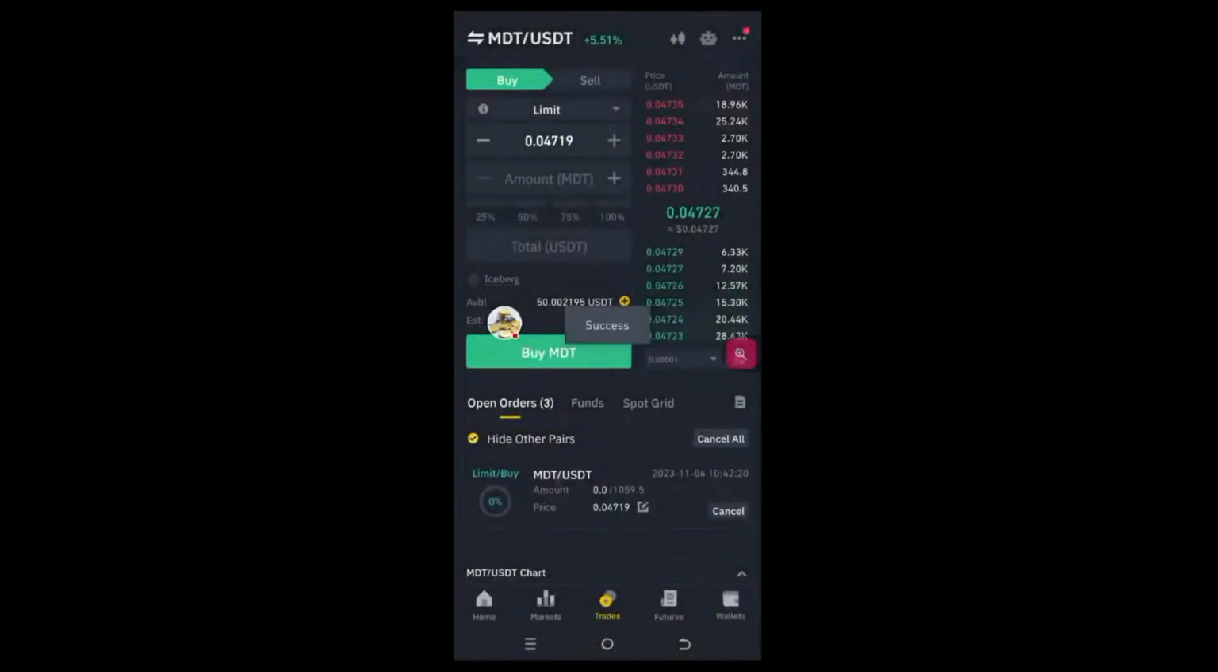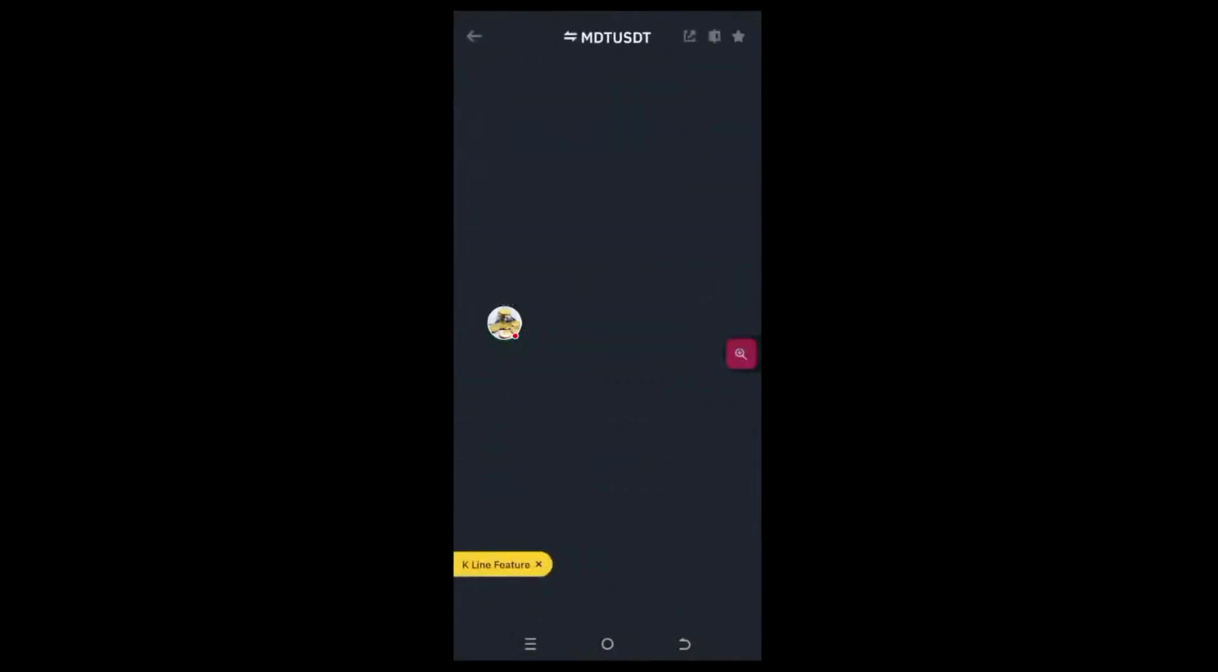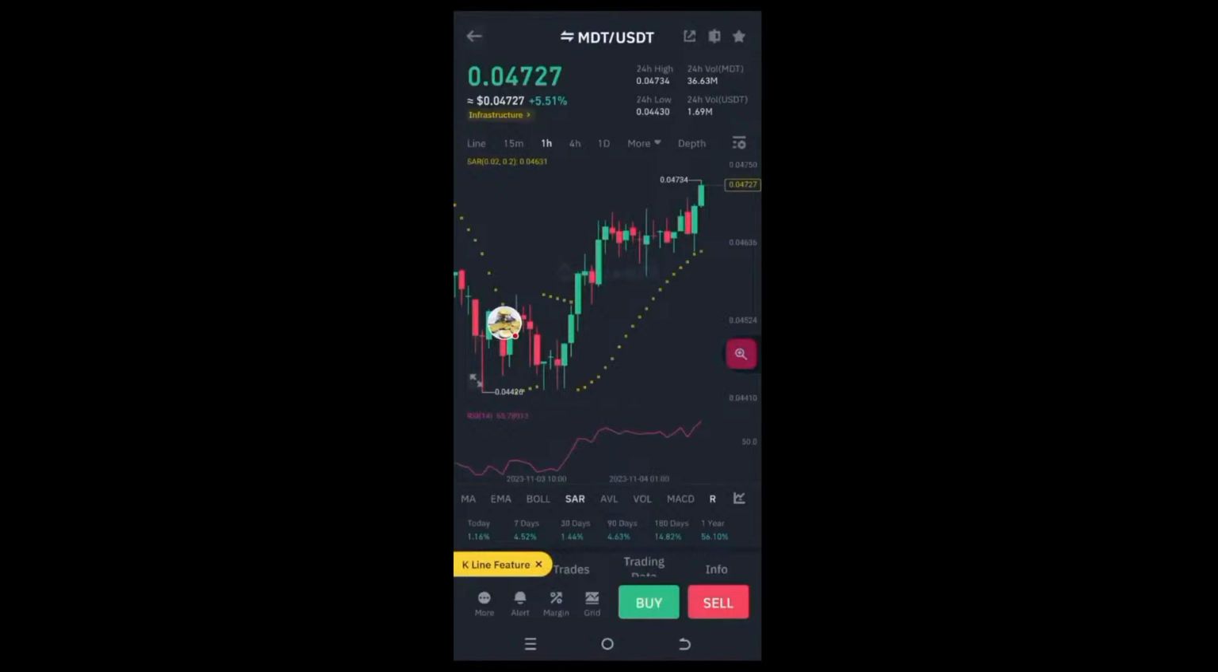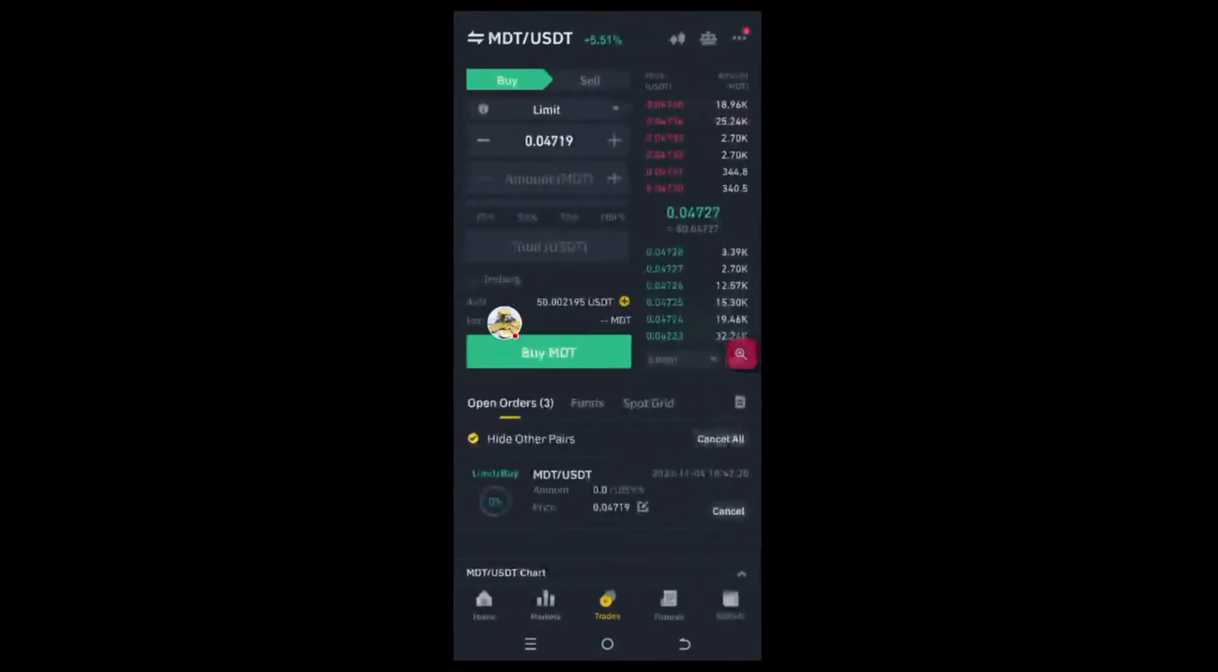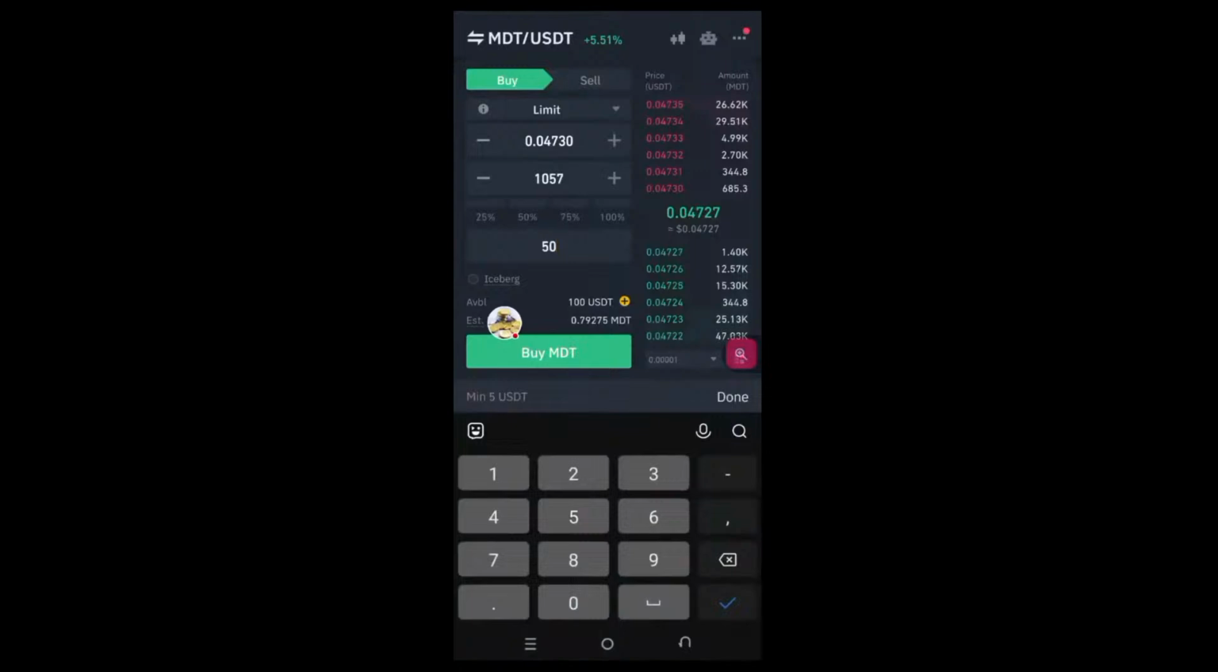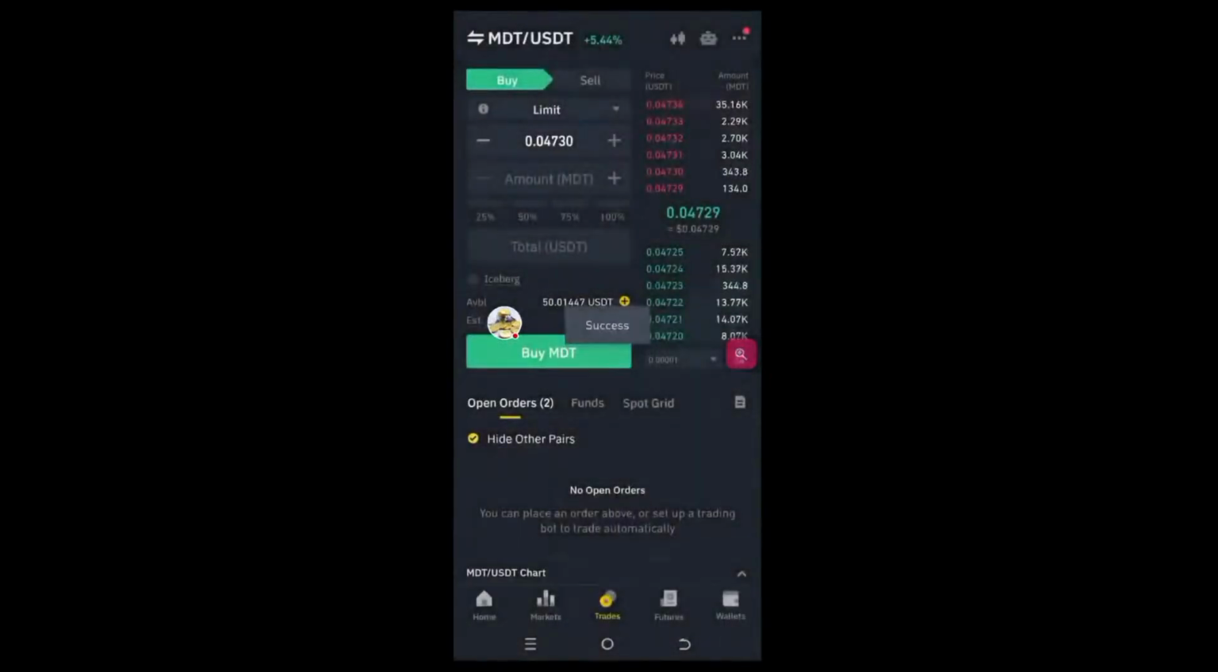Come on, what's going on here? I think it's because it went up again. Oh yeah, it's actually in going up mode. So I think we just have to pick up the higher one. So let's just put $50 in there. It's actually gonna go. Let's go with that. Yeah, bought already.